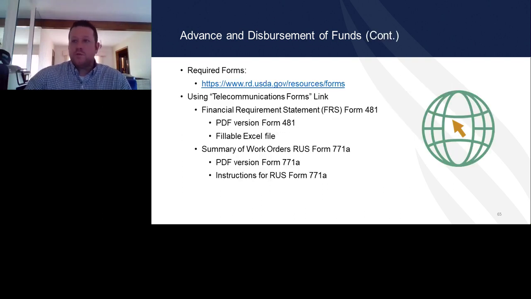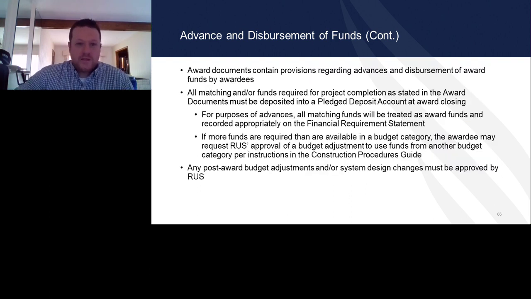Required forms. If you go to look at this website, which the GFR can also provide you with these links, it gives you links to the PDF versions, the fillable forms of the 771A and the 481. Advance and disbursement of funds.